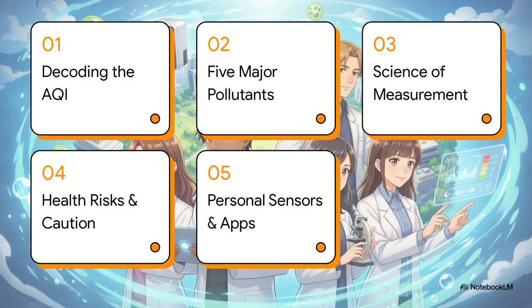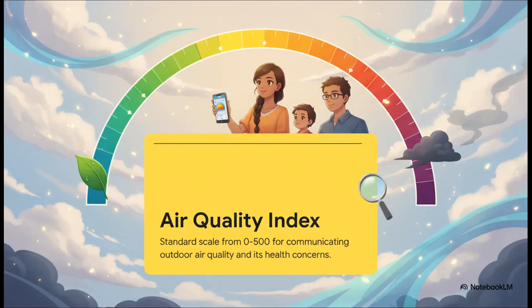Let's dive right in. Let's kick things off with a crucial baseline definition, the Air Quality Index, or the AQI. Think of this as the ultimate definitive yardstick used by environmental and health agencies to tell us whether it's actually safe to be outside. It's a standardized scale running from 0 to 500, and it's designed specifically to communicate outdoor air quality and the health concerns that come with it directly to all of us.